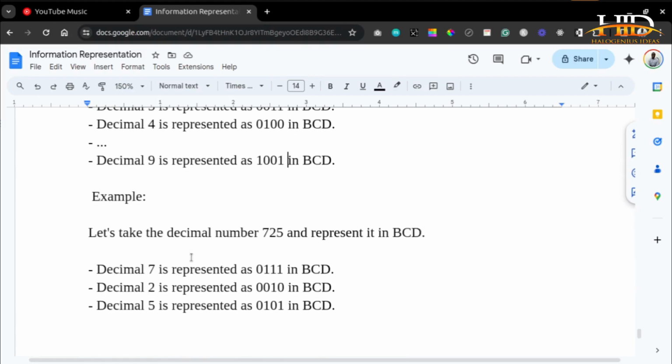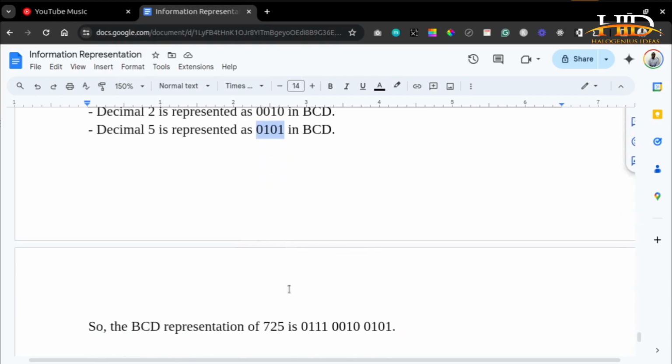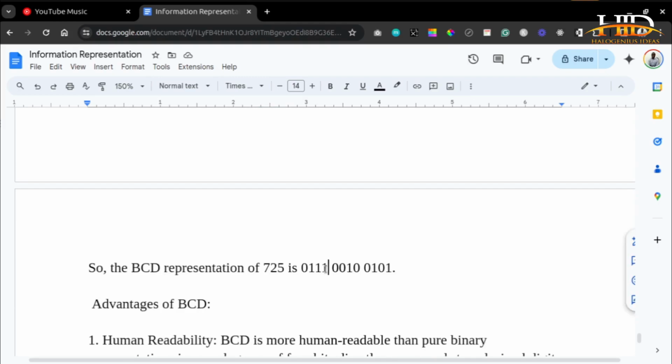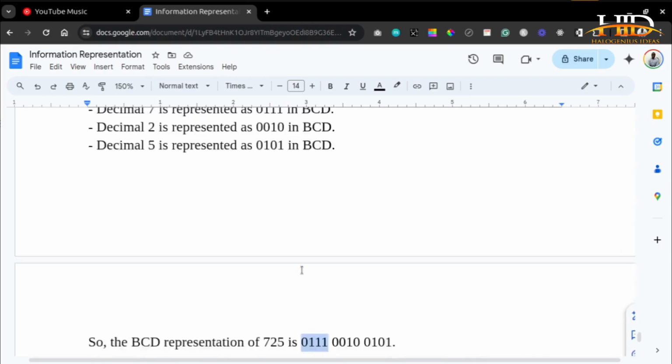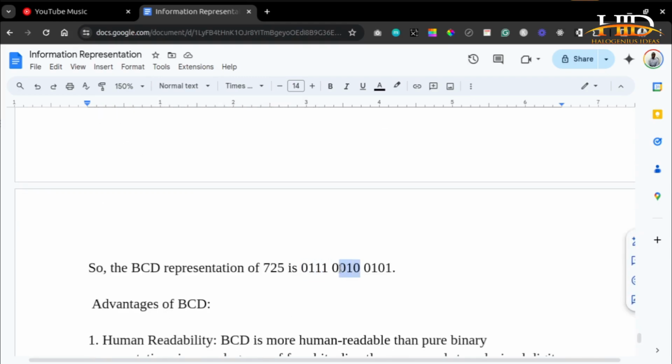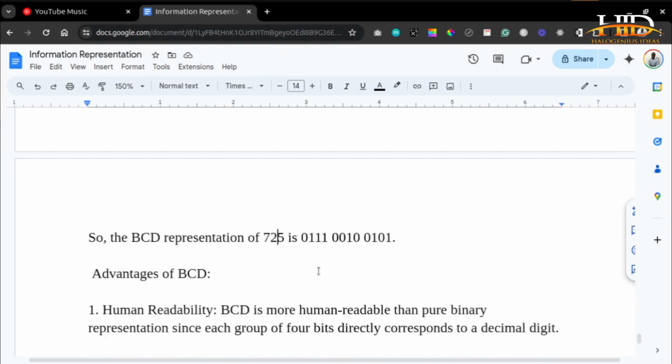So for example, if I want to represent 725 in binary coded decimal, the decimal 7 is going to be this. The decimal 2 is going to be this. The decimal 5 is going to be this. So guess what? I'll just bring the binary representation of 7, 2, and 5. Lo and behold, together is the representation of 725 in binary coded decimal.